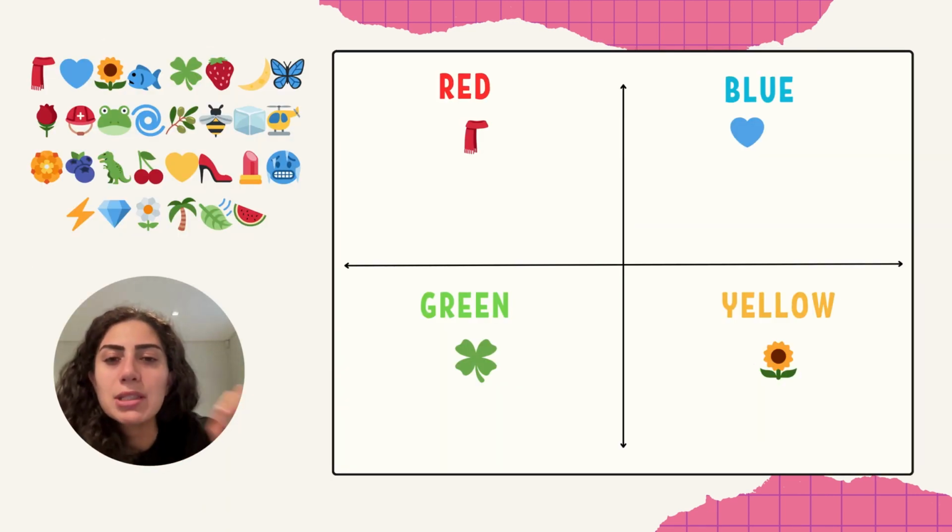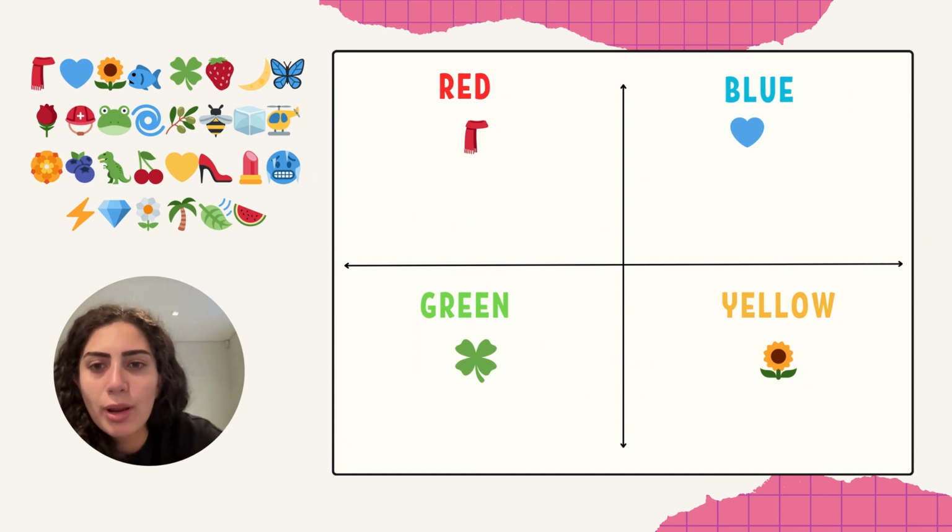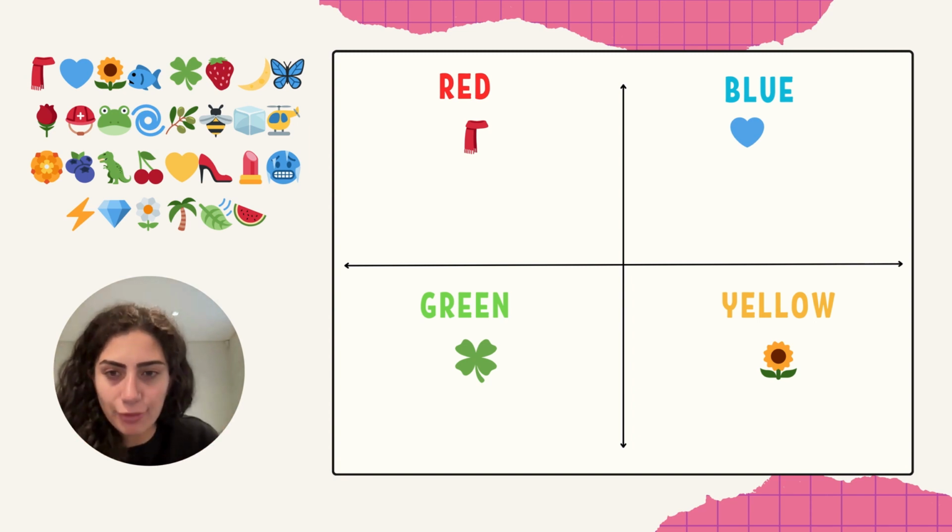Okay, so we're going to progress with the activity now. Using the data on the left-hand side, all the emojis that we have, we are going to categorize them based on color. For example, for red, I've got the red scarf and I've put it in the red section. The blue heart, I've put in the blue section. The green clover goes into the green section. The yellow sunflower goes into the yellow section. So we are separating everything based on their colors.